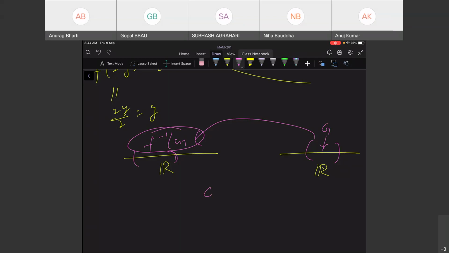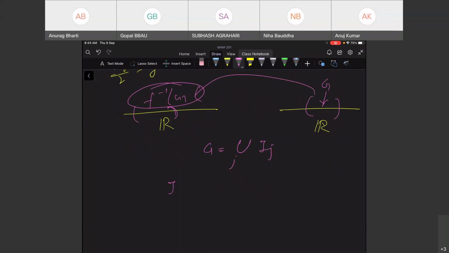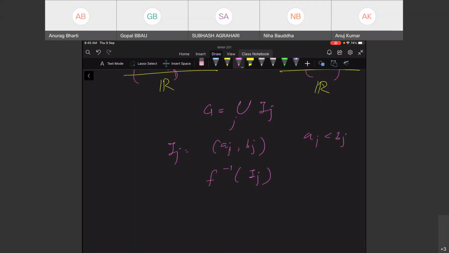G open in R means G can be written as a union of I_j, where I_j is (a_j, b_j), with a_j less than b_j, an interval. Since G is open, we can write it as a union of open intervals. So it is enough to do these calculations for a single I_j. So what will be F inverse of I_j, which is nothing but F inverse of (a_j, b_j)?